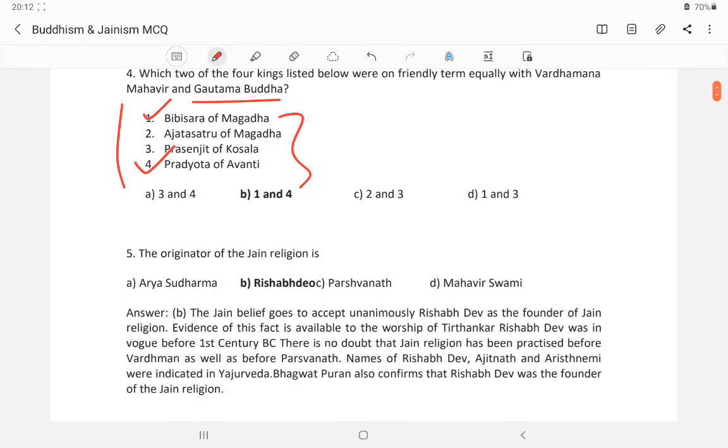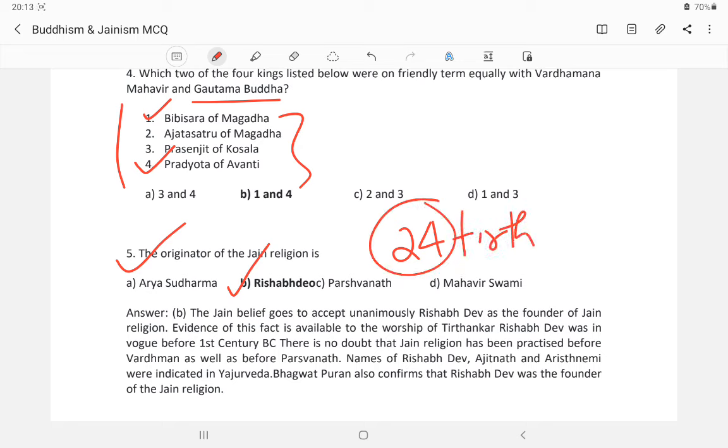The originator of the Jain religion is called Rishabhdev. There were 24 Tirthankaras, meaning 24 teachers, and the first was Rishabhdev. He was the founder.